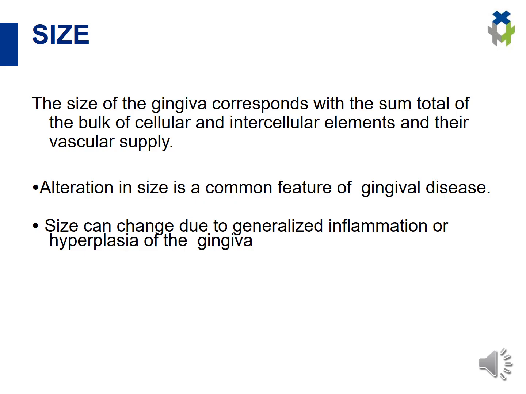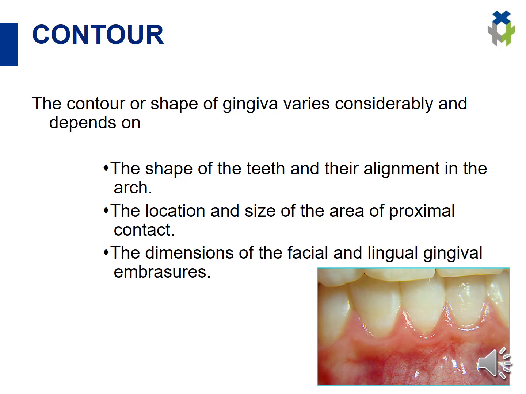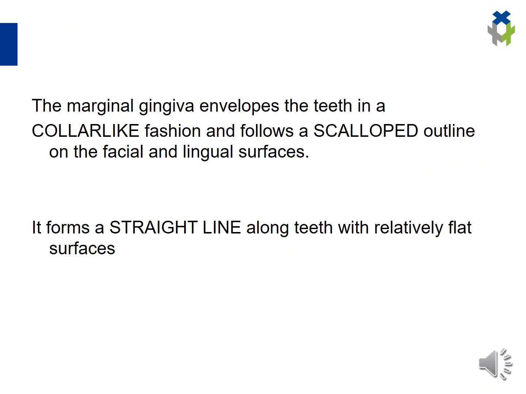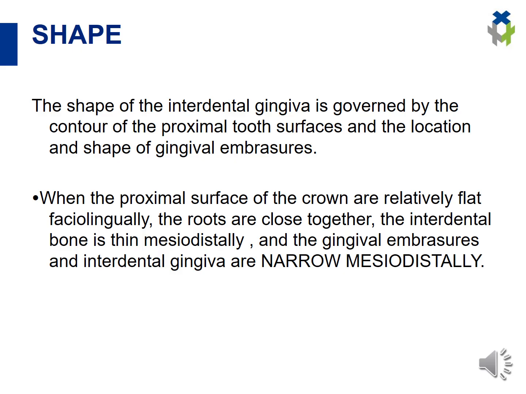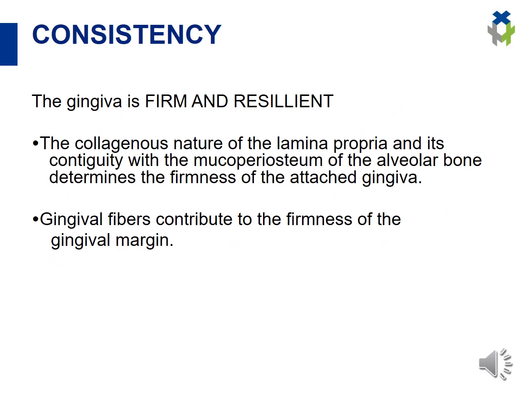The size of the gingiva corresponds with the sum total of the bulk of cellular and intercellular elements. Alteration of the size is a common feature of gingival disease. It is increased in gingival hyperplasia as well as in inflammation. The contour or shape of the gingiva varies considerably. It depends on the alignment of the arch, the location and size of the area of proximal contact, and the dimensions of the facial and lingual embrasures. Generally, it is described as a scallop pattern. The shape of the interdental gingiva is governed by the contour of the proximal tooth surfaces and the location and shape of gingival embrasures. The consistency is described as firm and resilient.